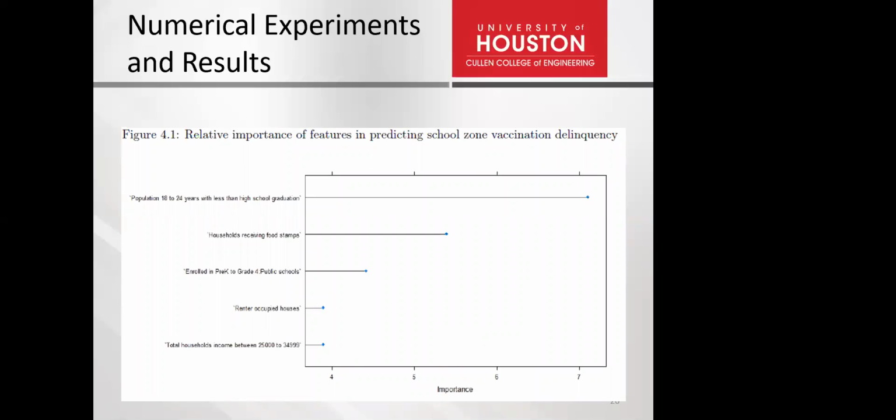One additional advantage of imputing the features for school zones is that we can also find out which features are of greater relative importance in predicting school zone vaccination delinquency. We find that the population in a census tract with less than high school graduation, households receiving food stamps, enrollment in pre-K to grade 4 in public schools, renter-occupied houses, and total household income between 25,000 and 34,000 are some of the important features related to vaccination delinquency. These features are consistent with what we have seen in the literature as well. So we see that the results are very accurate.